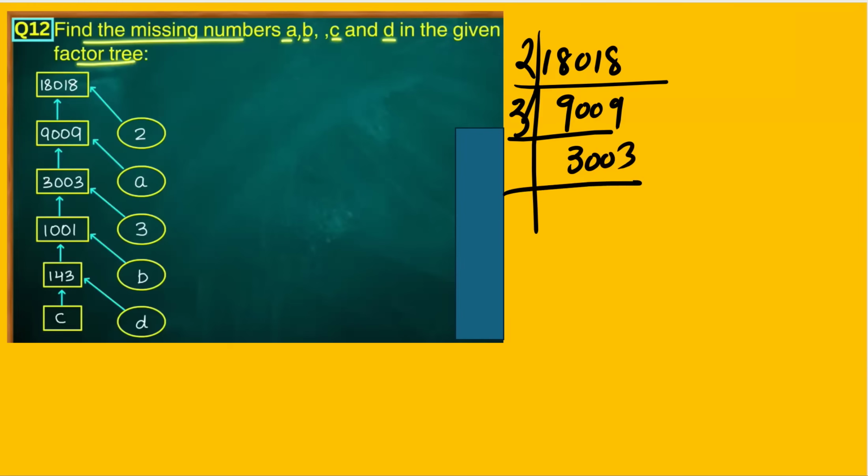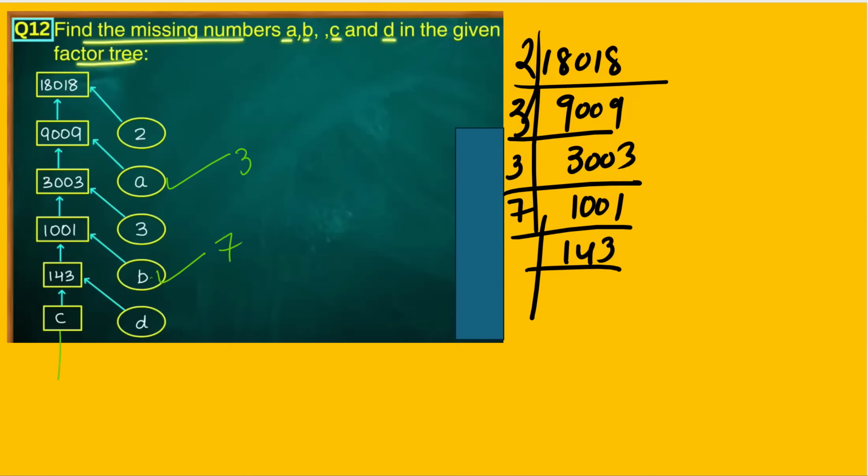Then again I'll take the least prime number, which is 3, and divide. I'll get 1001. Again, if I try to divide by 3, we'll get a decimal, so we look for the next prime number, which is 5. 5 cannot divide 1001, so next we look at 7. 7 divides 1001 to give 143. So the A value is 3, and the B value is 7.